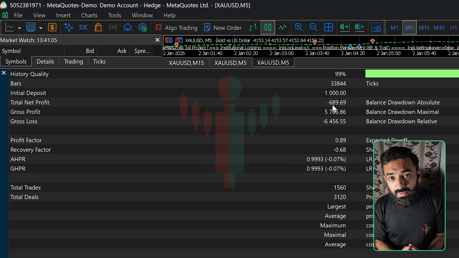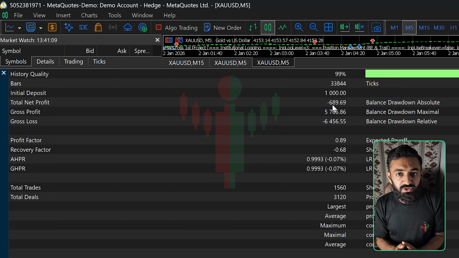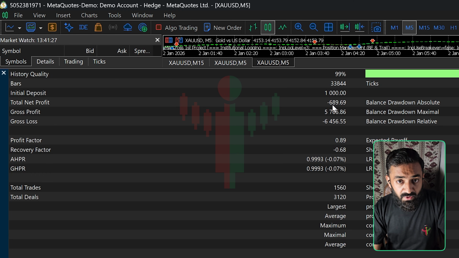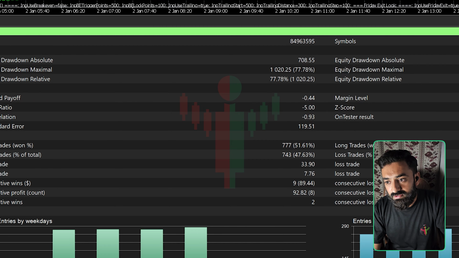Yes, the results are bad, but at the moment I will explain how to read these values and what value should be what. And once you learn how to read this report, we will move to the next step of the optimization process to figure out the best input settings. So here are a total of 3 sections. The first section is here, the second section, and the third section.